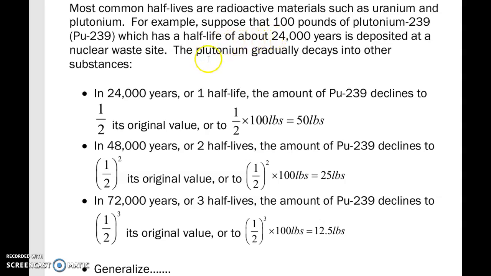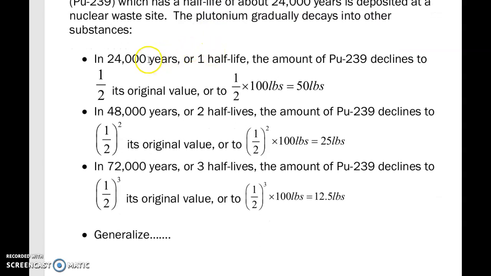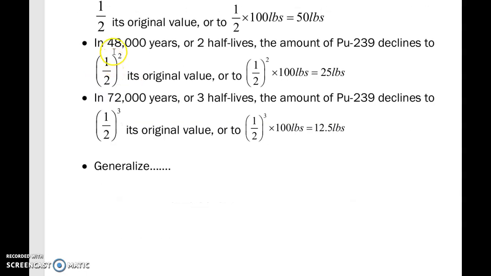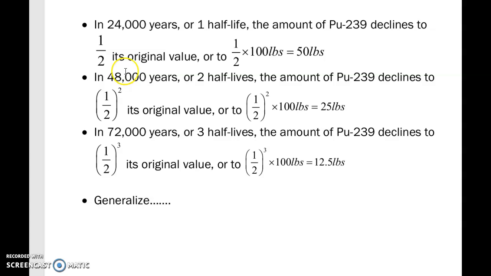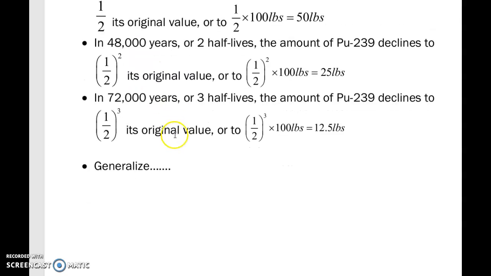And if it was deposited at a nuclear waste site, it would decline to half its value. So if it was 100 pounds, then it would become 50 pounds, but it takes 24,000 years. And then after 48,000 years, it would become 25 pounds. So every time that many years has passed, it goes to half its value. It says, let's generalize this.